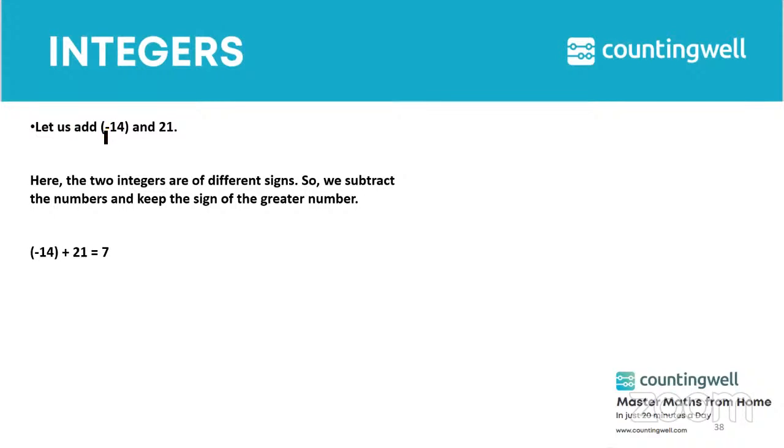Let us see, when we are adding two integers having different signs, we have to subtract the numbers. So we are subtracting 14 from 21, which is 7. Which one is greater number or number having greater value, 14 or 21? It is 21. And the sign of 21 is positive. So here we are writing +7.